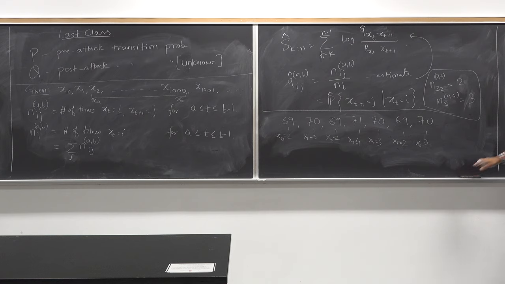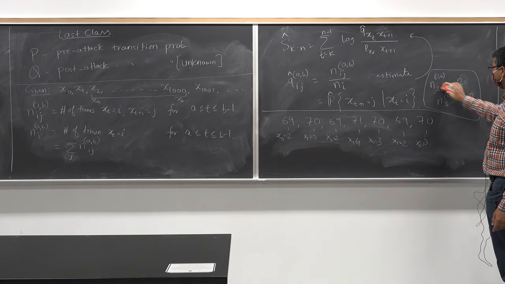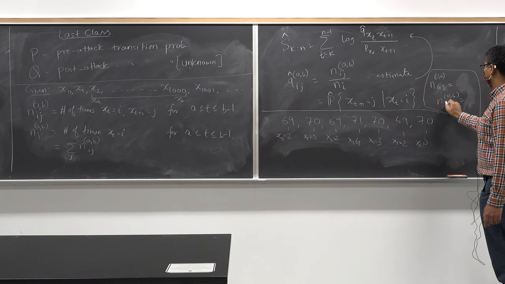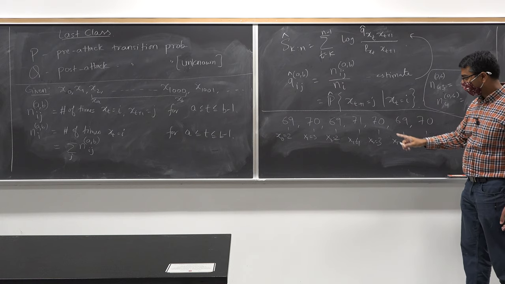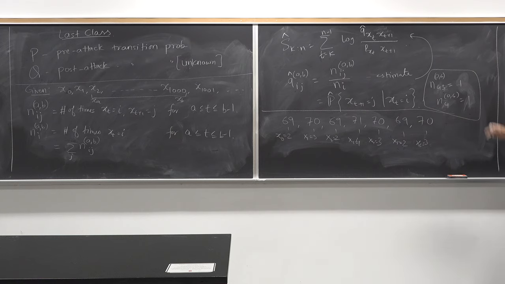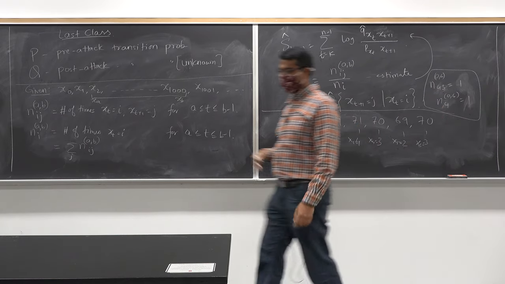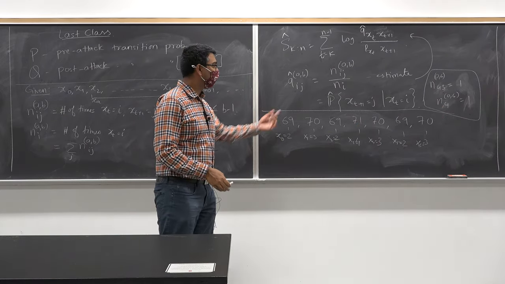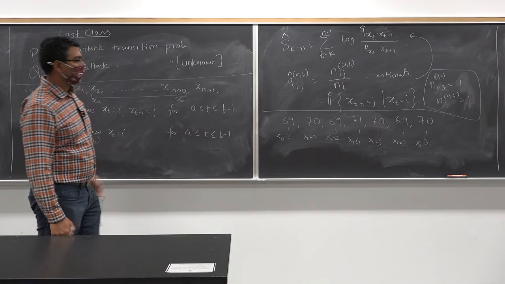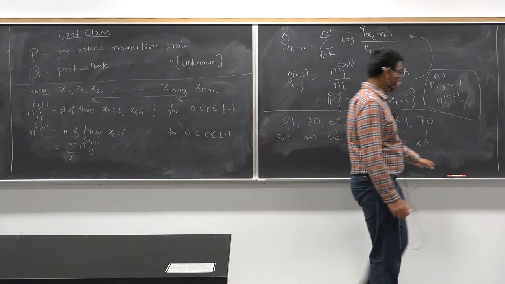Maybe that's not a good example. Okay, 4, 3, and 4. How many times does 4, 3 appear? Just one. How many times does 4 appear? Okay, that's also a very bad example. Anyways, with a small data set, I can only come up with bad examples. But this is the way to compute different types of Nij pairs. Any other question?